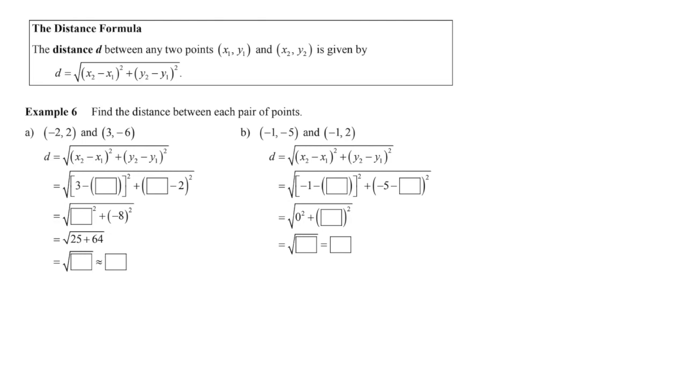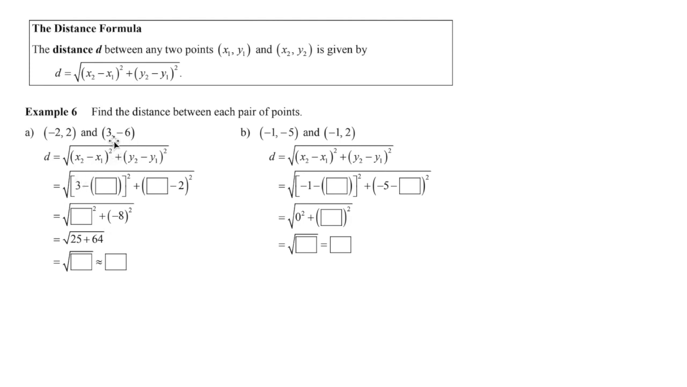The distance formula. Sometimes we need to know how far it is from one point to another, and the distance formula can help us. The distance formula is our second x value minus our first x value squared plus our second y value minus our first y value squared. We find the sum of those two and take the square root. So when I look at my first example, negative 2 is my first x value, 3 is my second x value, 2 on the left is our first y value, and negative 6 is our second y value.